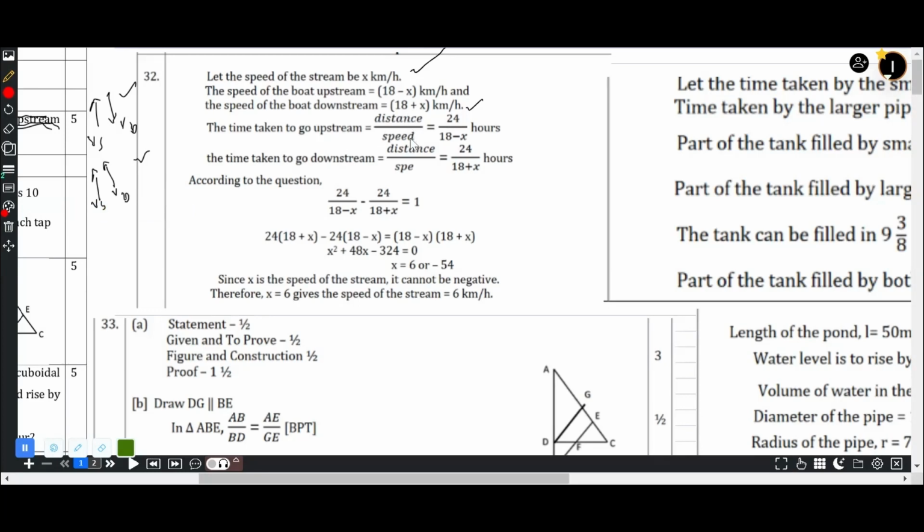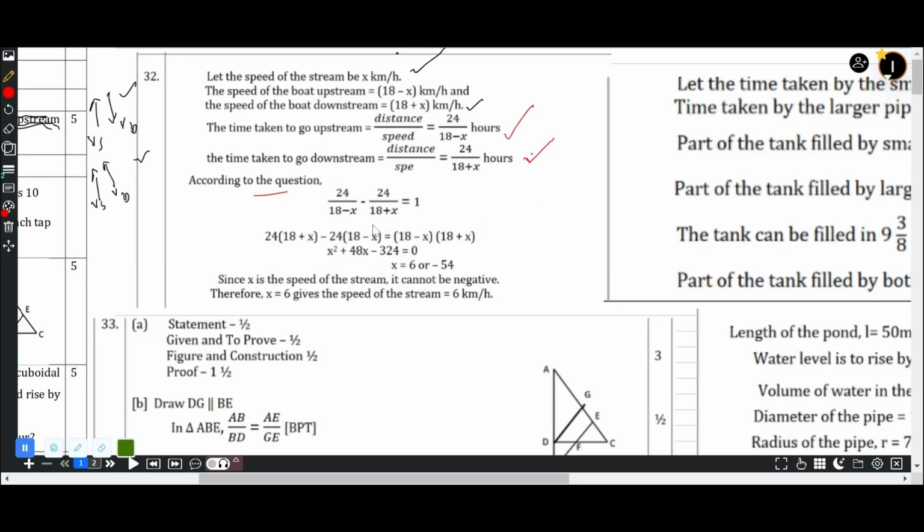अब अपस्ट्रीम जाने में इसलिए ज़्यादा टाइम लगेगा, तो 24 by 18 minus x जो है वो बड़ा है 24 by 18 plus x से. तो सब्ट्रैक्शन करेंगे 24 by 18 minus x minus 24 by 18 plus x दैट इज इक्वल टू 1. और यहाँ सब कुछ किलोमीटर पर आवर में है तो 1 आवर चलेगा. अगर यही स्पीड आपको मीटर पर सेकंड में दी होती तो आपको 1 आवर की जगह 3600 सेकेंड्स लिखना पड़ता. मिनट में दी होती तो मिनट लिखना पड़ता, बट यहाँ सब कुछ आवर में है और किलोमीटर में है तो इट्स ओके. यूनिट सब तरफ सेम होनी चाहिए, राइट हैंड साइड और लेफ्ट हैंड साइड.